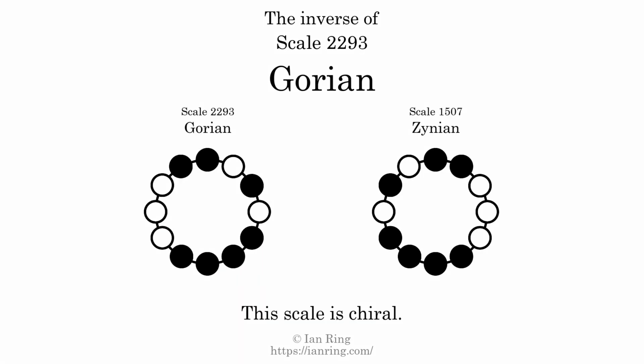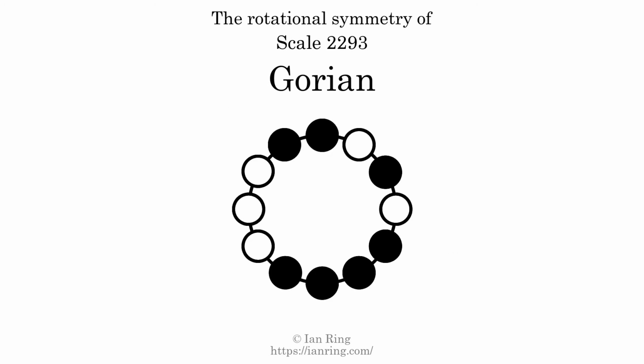The inverse of a scale is a mirror image. It is what you get when the sequence of intervals is reversed. The inverse of this scale is scale 1507, also known as Xinian. This scale is chiral. It cannot transform into its inverse by rotational transformation. This scale has no rotational symmetry.